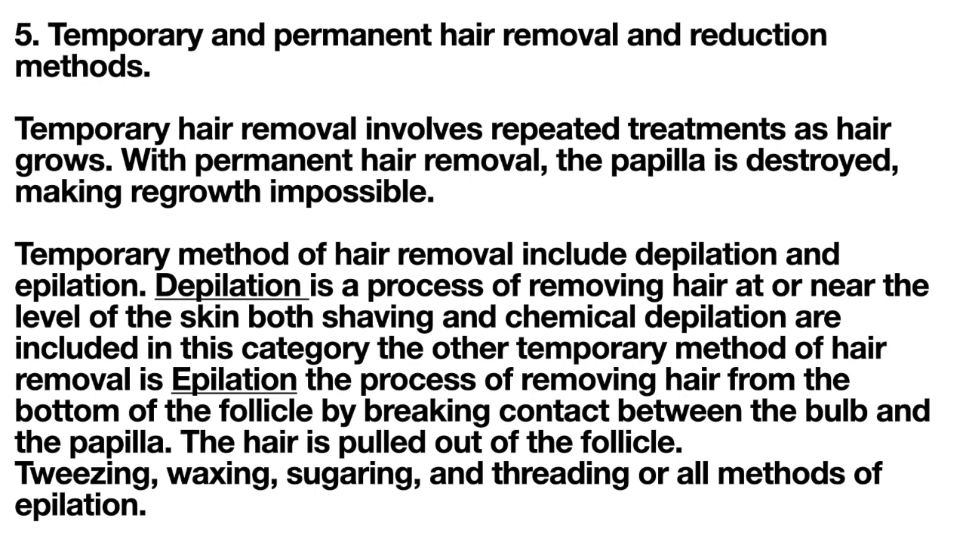Another temporary method of hair removal is epilation, the process of removing hair from the bottom of the follicle by breaking contact between the bulb and the papilla. The hair is pulled out of the follicle. Tweezing, waxing, sugaring, and threading are all methods of epilation.